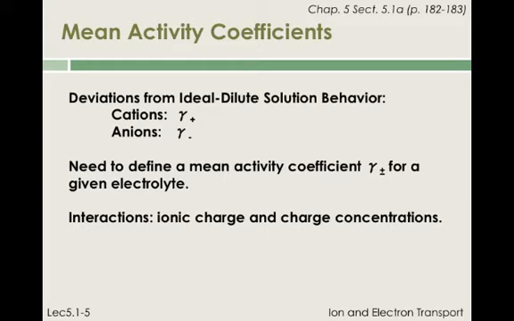Over the next two slides, we will demonstrate that for a salt of formula unit MPXQ, the mean activity coefficient, gamma plus minus, is obtained by raising to the power 1 over S the product of gamma plus raised to the power P and gamma minus raised to the power Q, where S is the sum P plus Q.